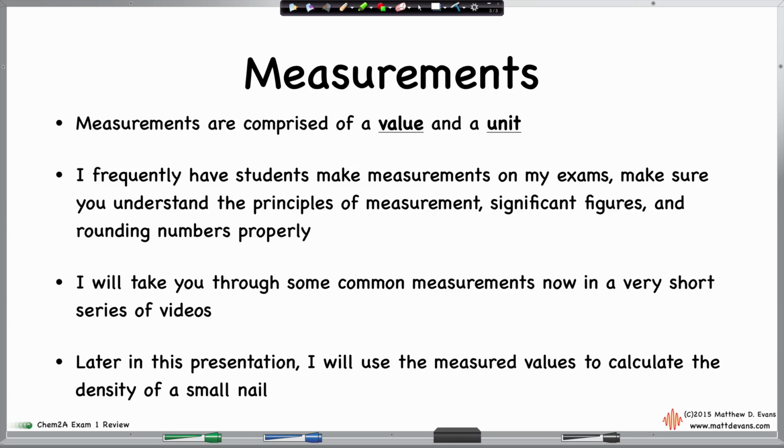Now, I've got a short little video coming up in just a second where I'm going to take you through some of the common measurements that we've already seen in the laboratory. For the most part, I suppose you could skip over the video part of it and just jump right to the calculations, but I'm going to show you how I made these measurements and what to look for. And then later in the presentation, like I already said, these measured values that I'm about to measure in this video, I'm going to use those to calculate the density of a small nail. I just grabbed a nail from my garage, and I've got a grad cylinder, I've got a balance and all this kind of stuff. So I'm going to show you how to make measurements.